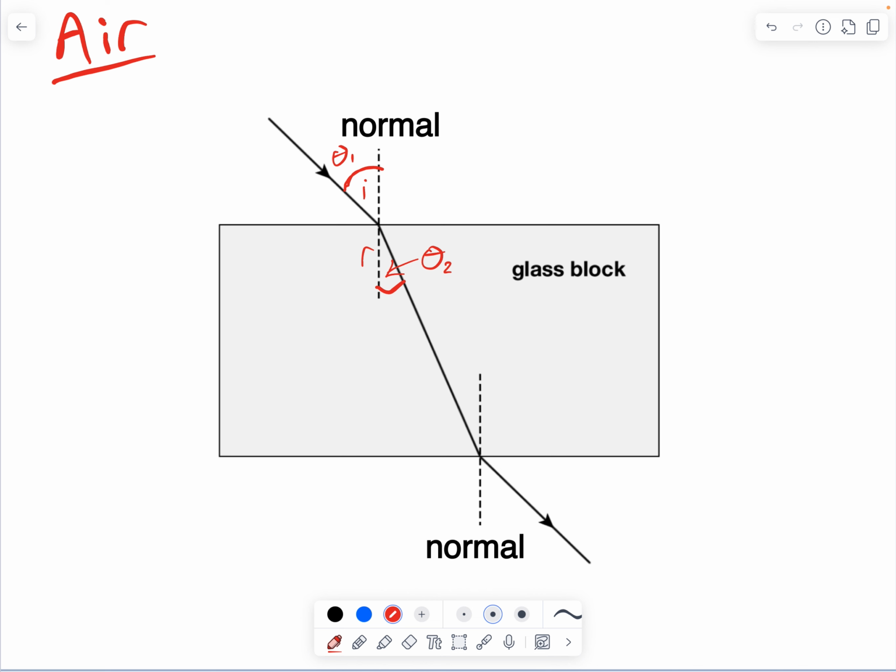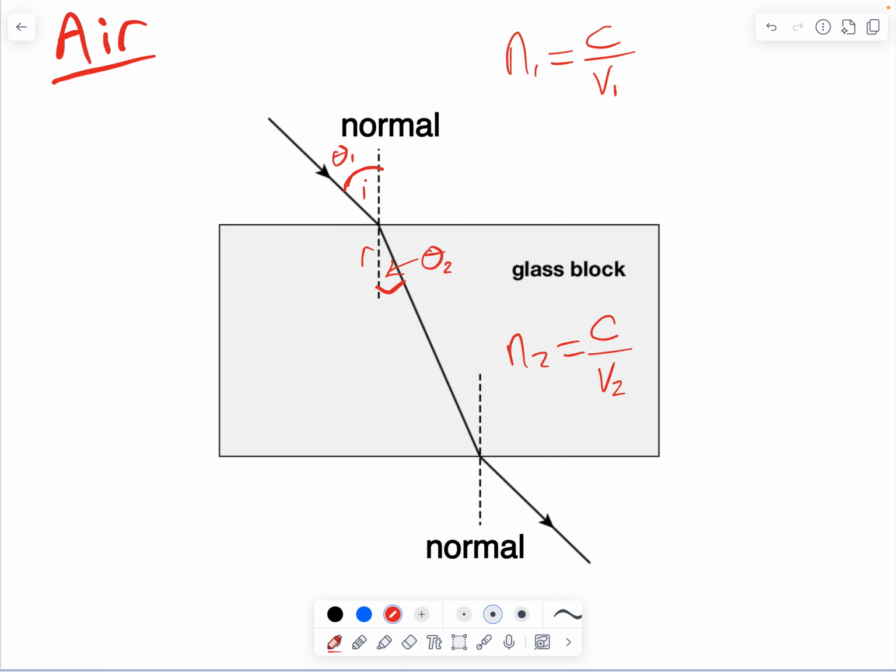Okay, so as we said, the light is bending towards the normal, and the reason for that is that glass is more dense than air. And we usually take account of this in terms of what we call refractive index. So the refractive index of air would be equal to the speed of light in a vacuum divided by the speed of light in air. And then the refractive index of glass, n2, is going to be equal to the speed of light in a vacuum divided by the speed of light in glass. So we'll come back to those in a minute.